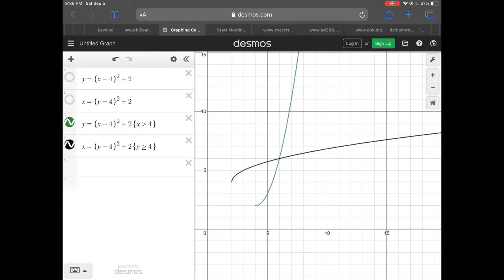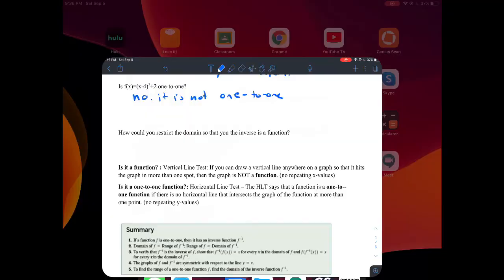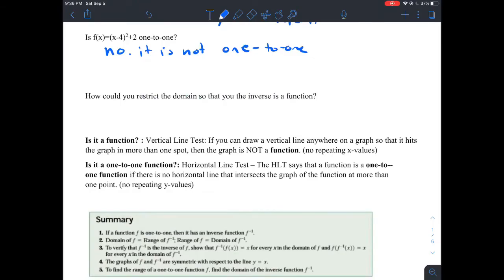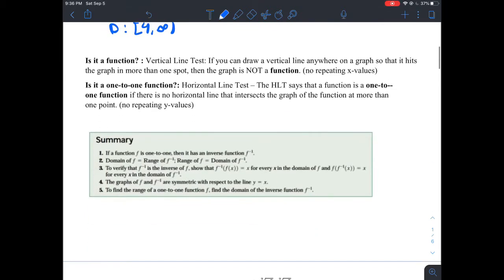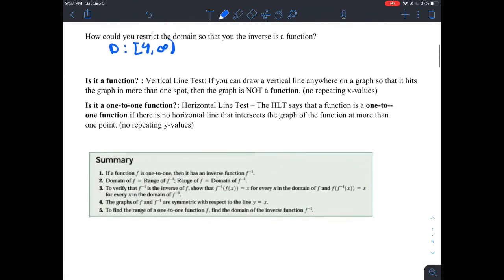Now let's go ahead and graph the inverse of that. Well, the inverse of that is a function. Now we've got something that actually is a function. It passes the vertical line test. So essentially what we can do is restrict the domain so that the x values are greater than 4. So we could say the domain is going to be 4 to infinity. This way we do have a one-to-one function to begin with, and then the inverse is a function.